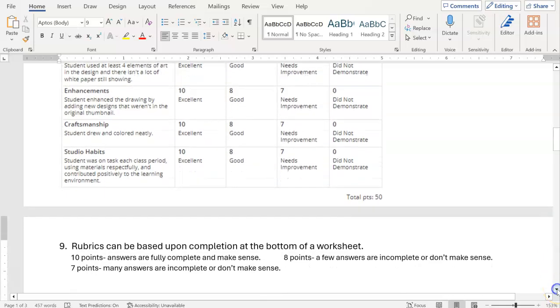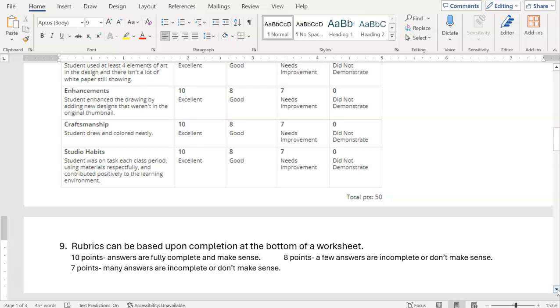But sometimes there are assignments where it's just a completion grade. For example, when we do class critiques and they're answering questions, looking at their artwork or another student's artwork, and I just simply want to grade, did they complete it? So here's an example of how at the bottom of a worksheet, I might just do a 10-point for an A, an 8-point for a B, and a 7-point for a C, and then that's based on how complete the answers are or how well the answers make sense, because kids will write gibberish and it makes no sense.